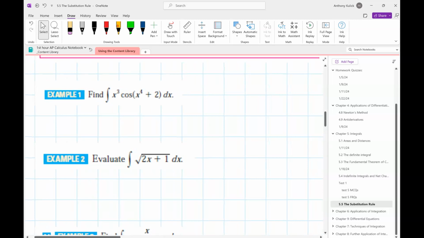So let's say we want the integral of x cubed cosine of x to the 4th plus 2 dx. What should our u be in this case?